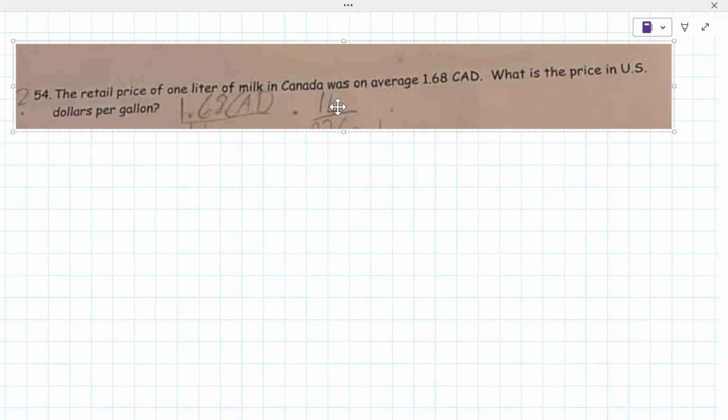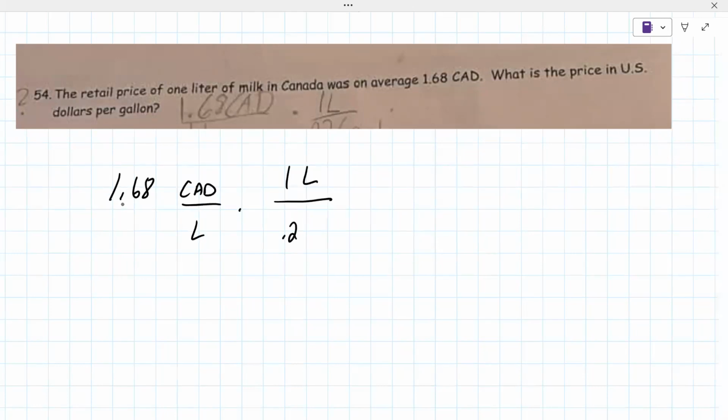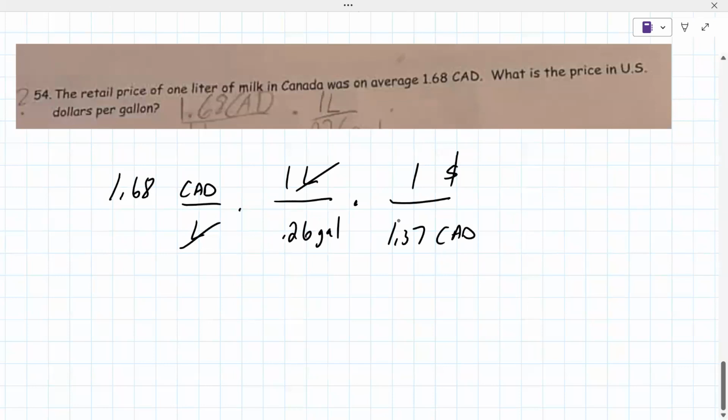All right. Retail price of 1 liter of milk in Canada was 1.68 CAD. Price per gallon. Okay, so dollars per gallon. You're on the right track here because you've done the first part, which is to convert from liters to gallons. Presuming that's correct, 0.26 gallons, we need to now go to dollars. So we need to know how many Canadian dollars are in a US dollar. I don't know the exchange rates, but let's take a look here. It says 1.37 CAD is 1 US dollar, like that.